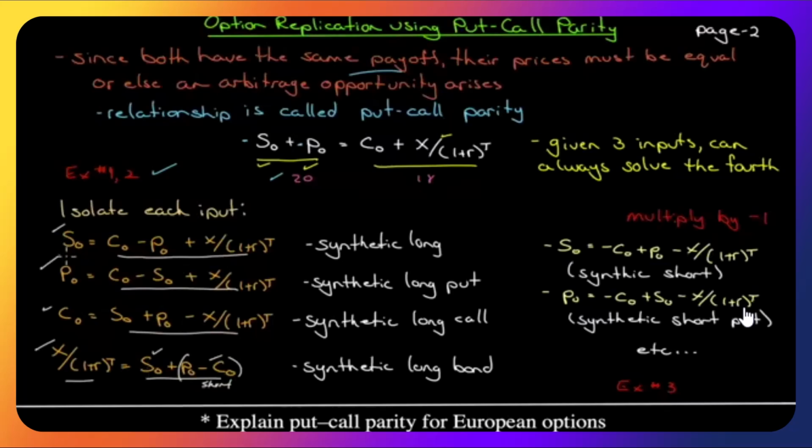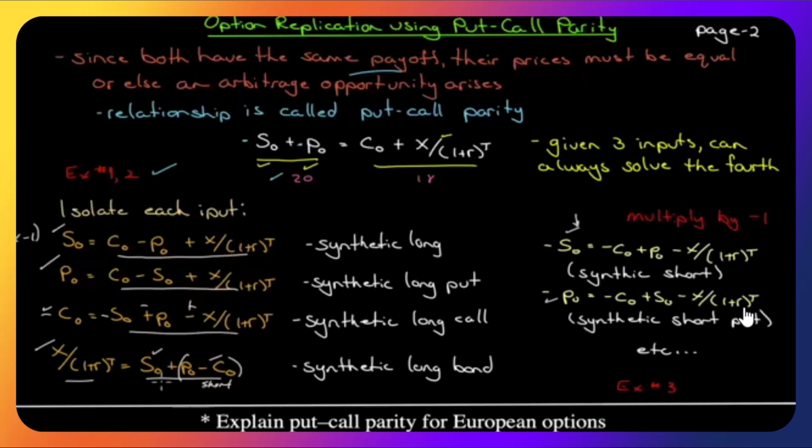If you multiply this whole thing by -1, you'll get this over here. Negative S0 equals negative C0 plus P0 minus the bond. This is a synthetic short position. Because why? Negative S is a short position. Do the same thing for the second one. Now you have a short put. That's a synthetic short put. If you do the same with the third, you have a negative sign here, negative sign here, negative sign here, positive sign there. You have a synthetic short call.